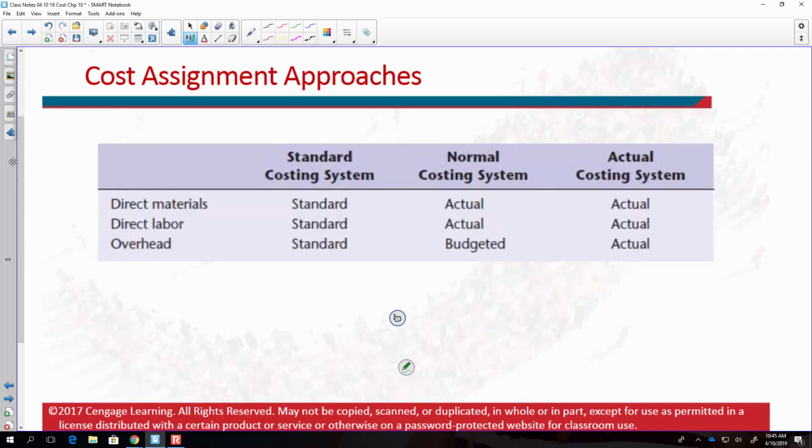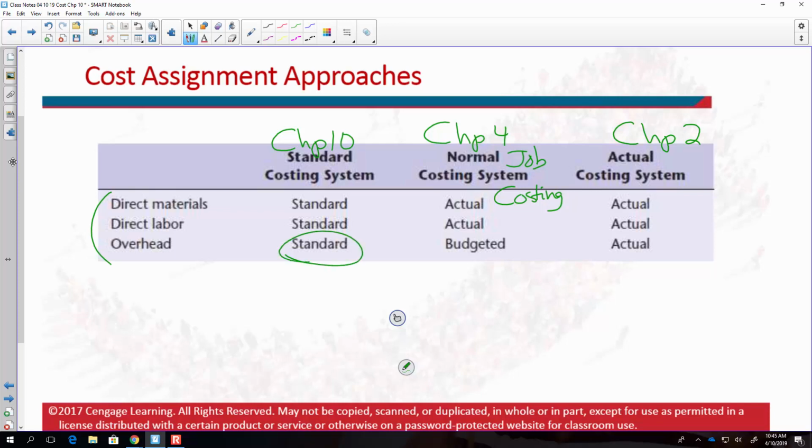All right. So, like I talked about, we started here in Chapter 2. We went to Chapter 4 with normal costing. This was job costing. And we are currently here in Chapter 10 where we are going to use standard costing. Now, this too I would like you to know, with standard costing, what's going into WIP?